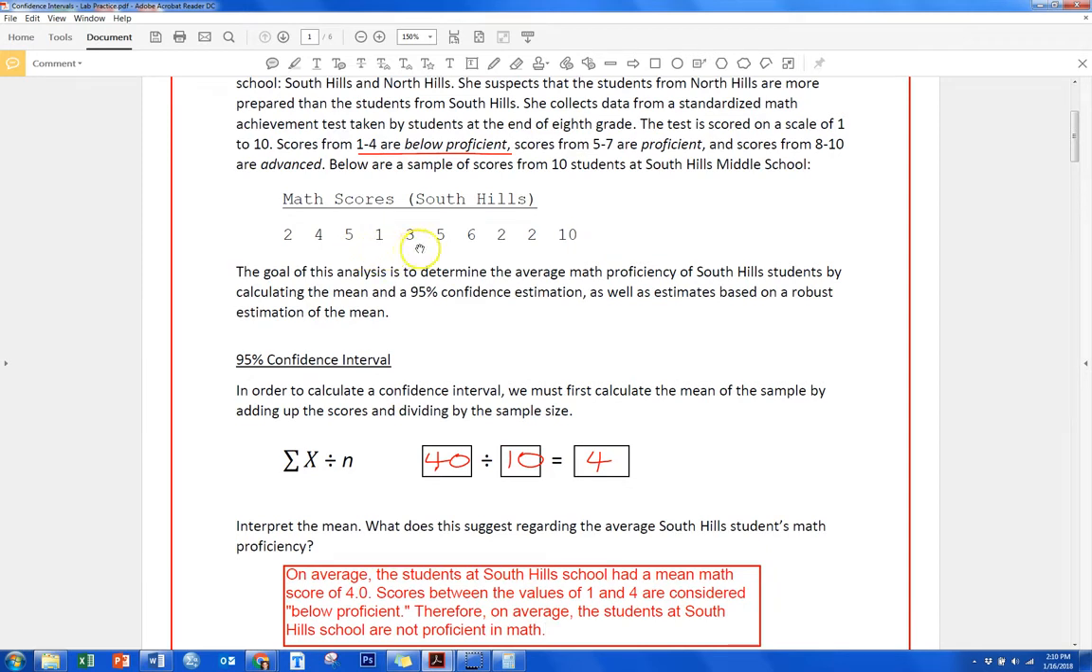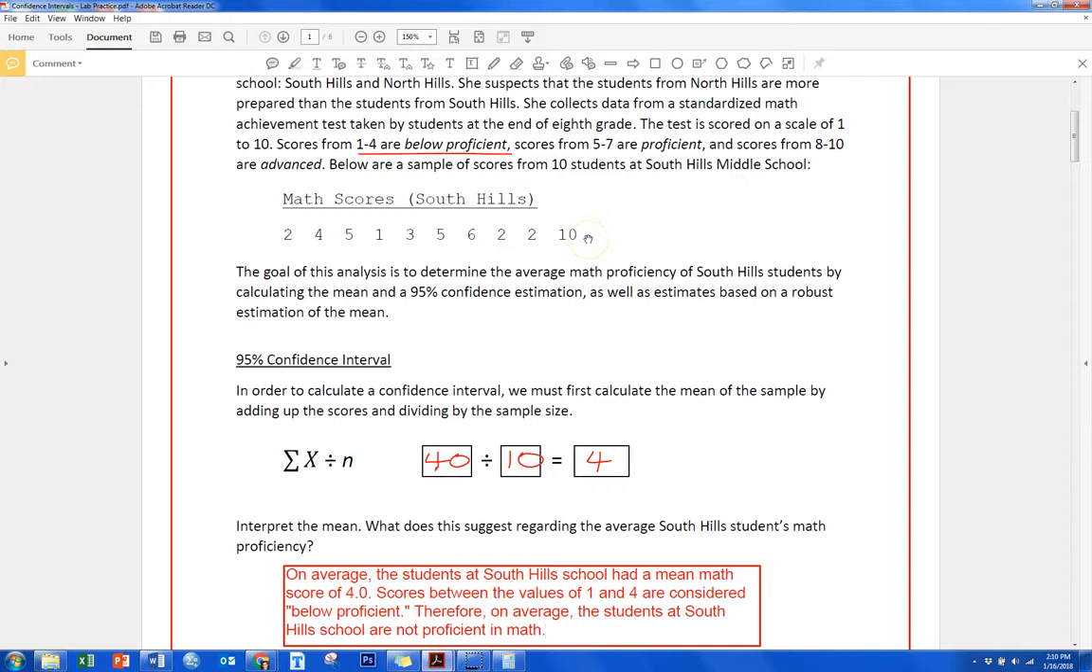2, 4, 5, 1, 3, 5, 5, 6, 2, 2, 10. We have a range all the way from 1 to 10. Let's see, 1, 2, 3, 4, 5, 6. But look, there's no 7, there's no 8, there's no 9. It skips all the way to 10.